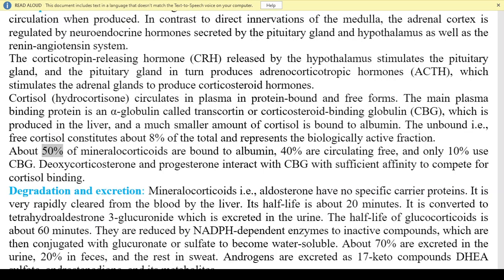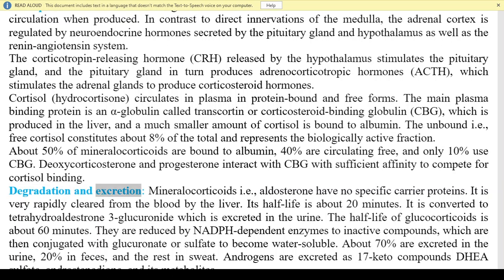About 50% of mineralocorticoids are bound to albumin, 40% are circulating free, and only 10% use CBG. Deoxycorticosterone and progesterone interact with CBG with sufficient affinity to compete for cortisol binding.